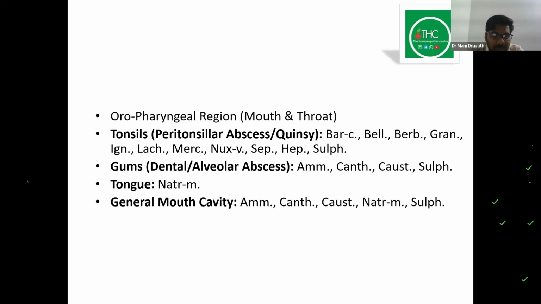Coming to the oropharyngeal region, tonsils, peritonsillar abscess. There are n number of remedies: Baryta carb, Belladonna, Berberis, Granatum, which is extracted from pomegranate, Ignatia, Lachesis, Myrrh, Nux vomica, Sepia, Hepar, and Sulphur. But I'll tell you something beautiful. Especially in tonsil cases, try to examine through a torch how the appearance is. If there is a lot of redness, either right or left: if it is right, you can think of Mercurius iodatus ruber. If it is left, Mercurius iodatus flavus.